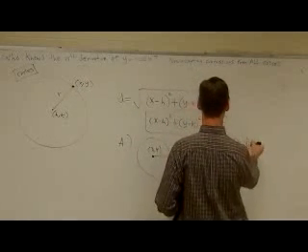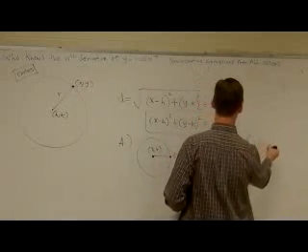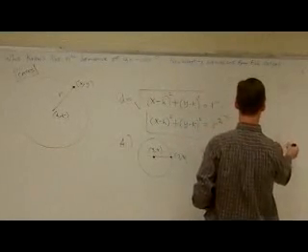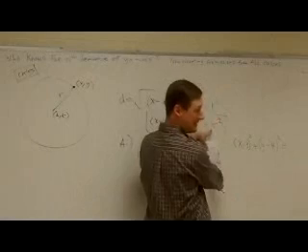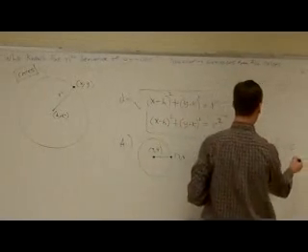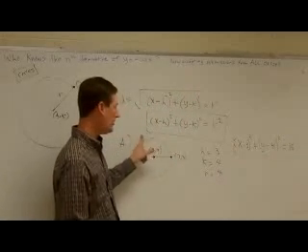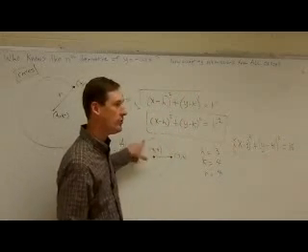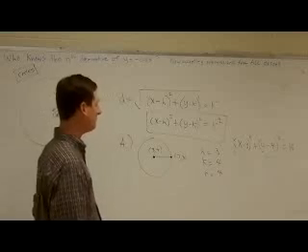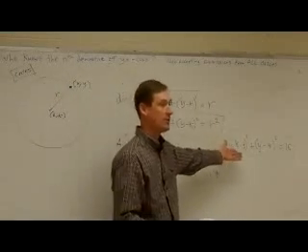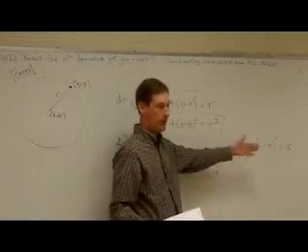(x minus 3) squared plus (y minus 4) squared equals 16, which is 4 squared. That is the equation that would map out only these points and no other points in the universe. Easy question. That's a gimme on the next test, right?